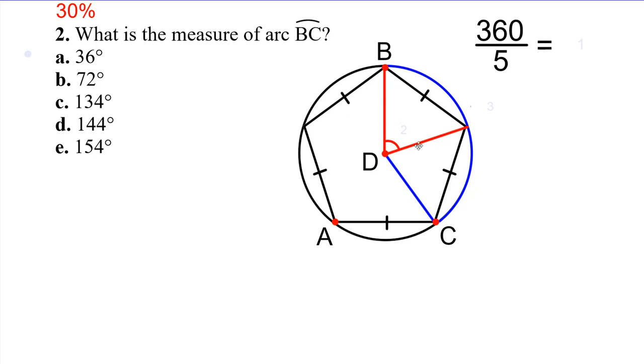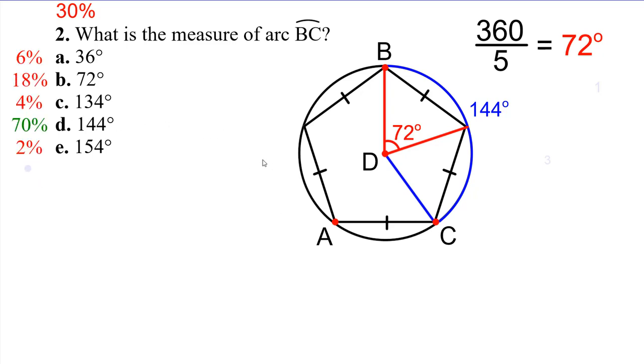So if we take a pentagon, which has 5 sides, and we take the 360 degrees in the center and divide it by 5, that's going to leave us with 72 degrees for each one of these little sections. So if we want to find the arc BC, which is going to be 2 of those, that's 72 degrees plus another 72 degrees, which gives us a total of 144. So this all together is 144 degrees. So the answer should be D as in Delta.